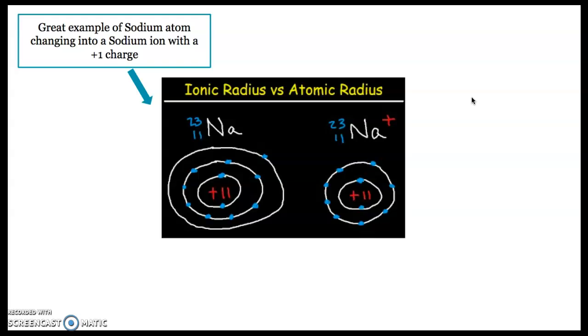Here's an example of a sodium atom going to a sodium ion. We see that the sodium atom here has this 3rd energy level. And then if we jump over here, when it loses its electron, it loses an entire energy level. So it gets much smaller.